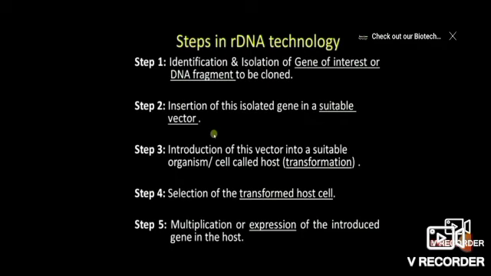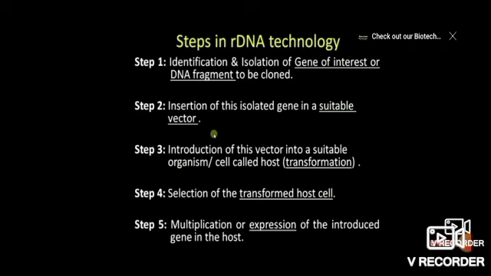Now let us have a look at the steps of rDNA technology. Step 1 is, as I told you, identification and isolation of gene of interest or a small DNA fragment which is having our gene of interest to be cloned. So first we are identifying and isolating the gene of interest or DNA fragment to be cloned. Cloning means making multiple copies of this gene of interest or DNA fragment.